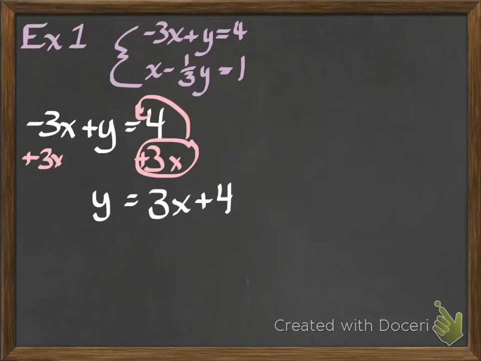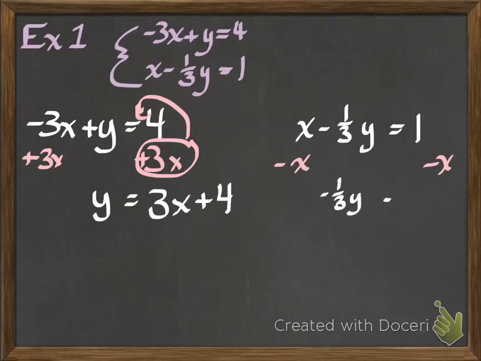Now I'm going to take the second equation and do a similar idea. x minus 1/3 y equals 1. And so I'm trying to get y alone. So I first move my x to the other side by subtracting x. And then I solve for y. So I have negative 1/3 y is equal to negative x plus 1.